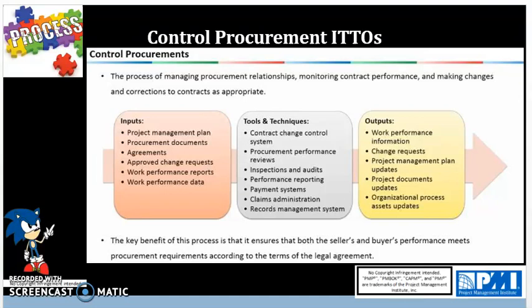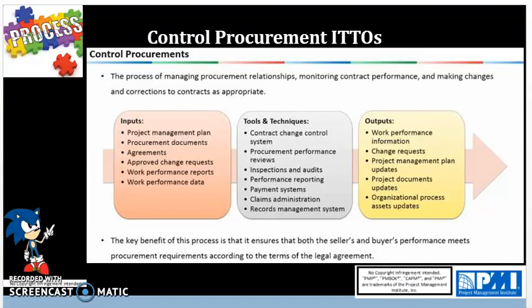Then the output is going to be work performance information, and this is all the raw observations regarding the procurement as a whole and the contract to see how the contract is doing, and that is going to go into monitor and control project work to give a work performance report. Then you have change requests. As always, if we have issues with the contract, we raise them and send them to the change control board for approval or rejection. Then project management plan updates.